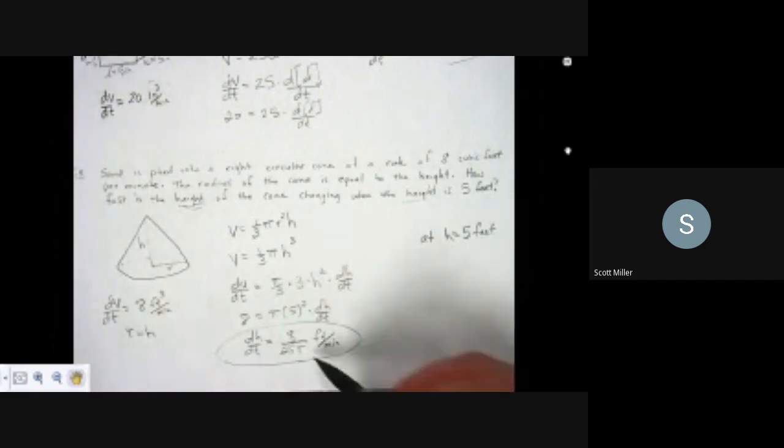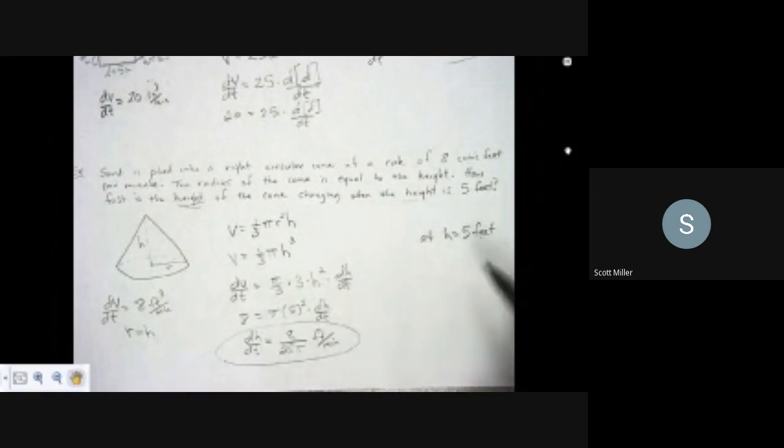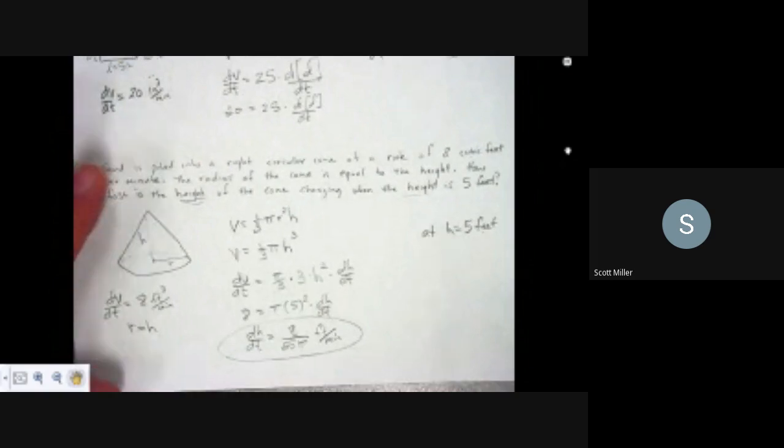And you can say, again in sentence format, the height of the cone is changing at a rate of 8 over 25 pi feet per minute at the instant h is 5. So that's how I would write that sentence out. Okay, so if you have any questions about this, make sure you bring them up in class and we'll do some more problems.